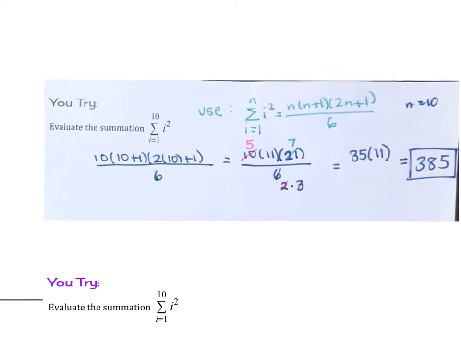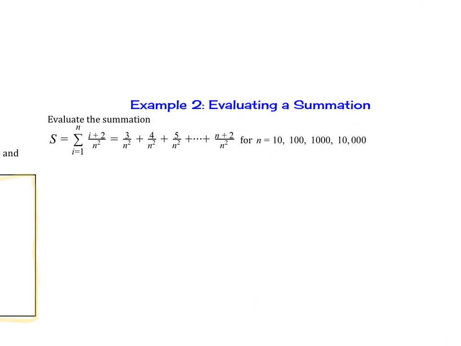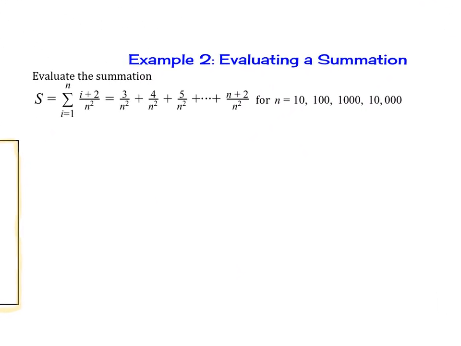Now let's start to look at something a little more complicated. Evaluate this summation. We have the sum of i plus 2 over n squared, and notice it's just being written out here. So if it started with 1, it'd be 1 plus 2, which is 3 over n squared, then it would be 4 over n squared, and so forth. And we're evaluating for specific values. We're finding 10, 100, 1,000, and then 10,000.